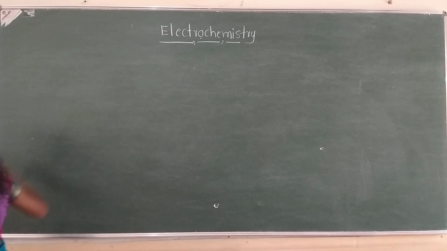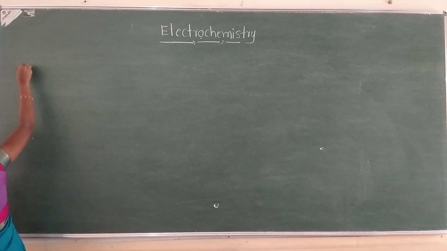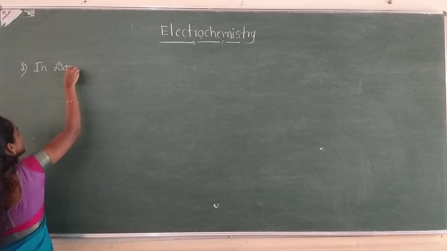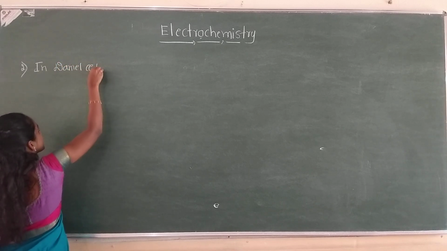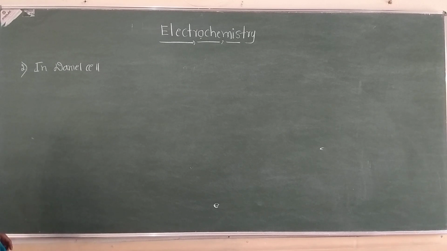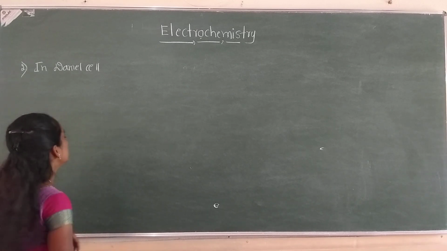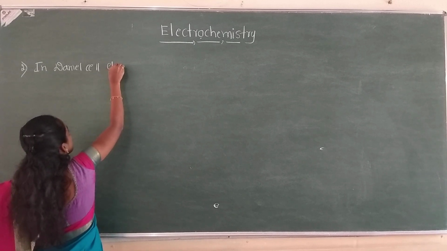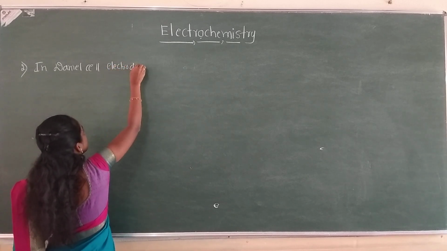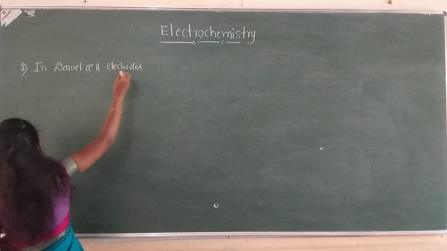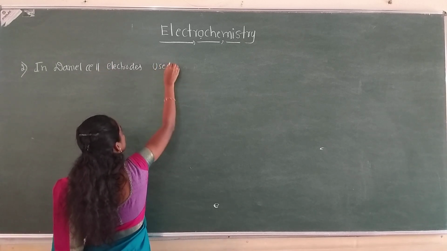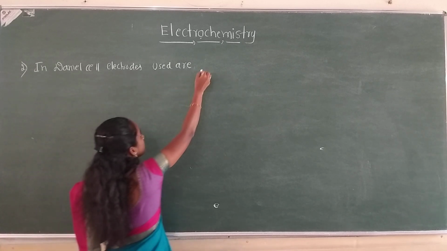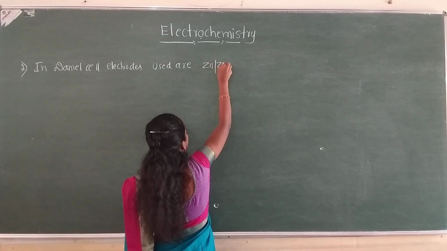Okay. The Daniell cell is an example of a galvanic cell, which converts chemical energy into electrical energy. Yes, in the Daniell cell, the electrodes used are zinc and copper, right?